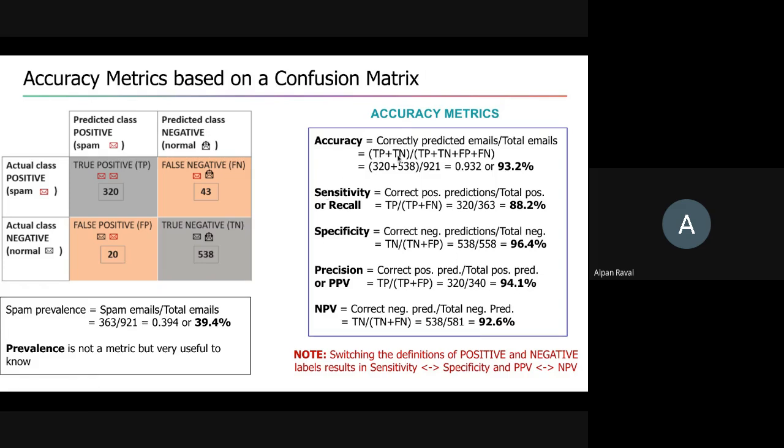So this is true positives plus true negatives. And this is divided by the total number of emails. And the total number of emails is just the sum of all these four cells. So it's true positive plus false negative plus true negative plus false positive. So that's what I've written here. TP plus TN over TP plus TN plus FP plus FN. So TP plus TN is the total number of correct predictions, which is 320 plus 538. And that's divided by the total number of emails. And it turns out the accuracy of this classifier by this calculation is 93.2%.